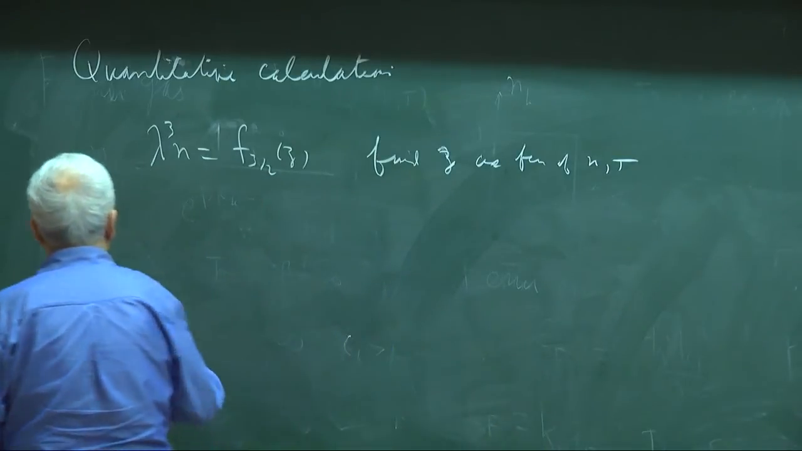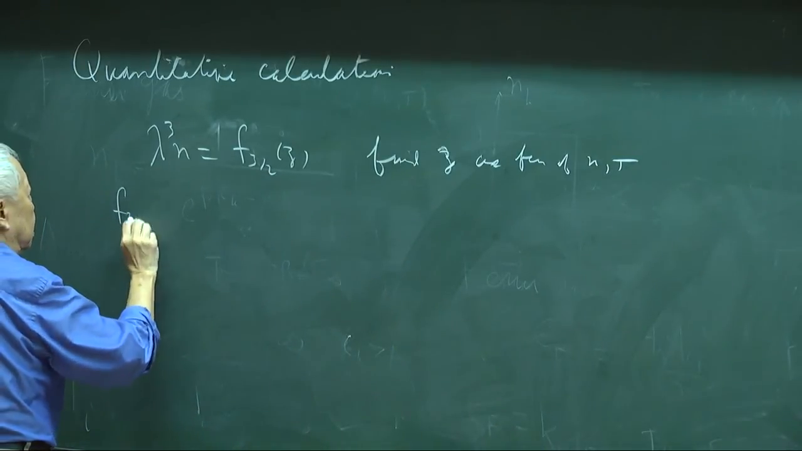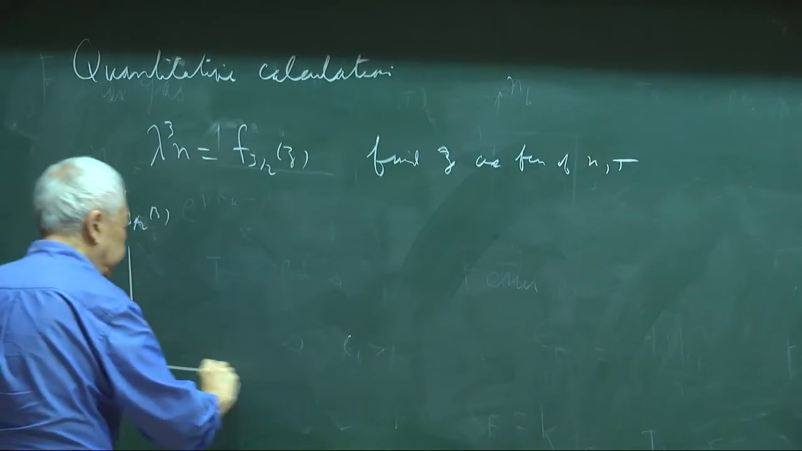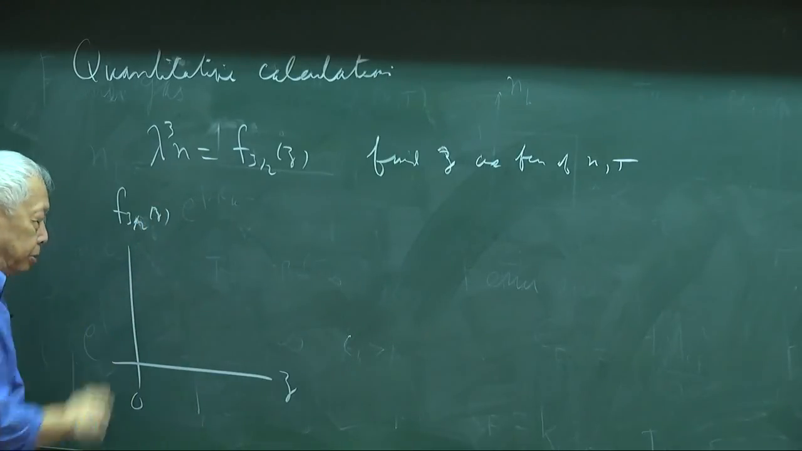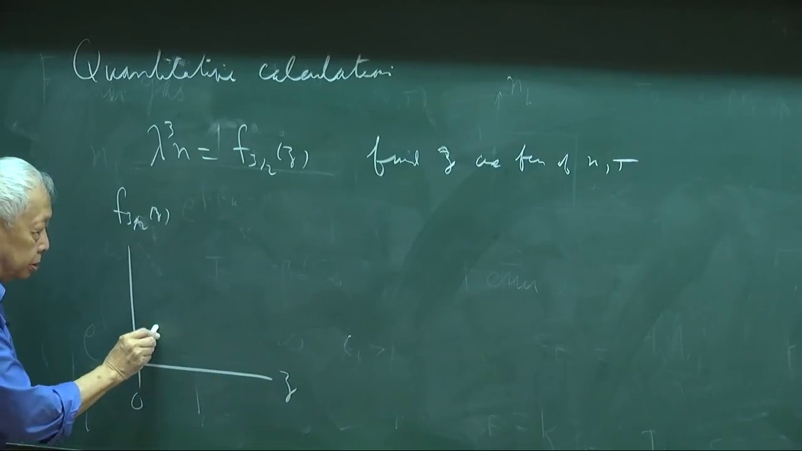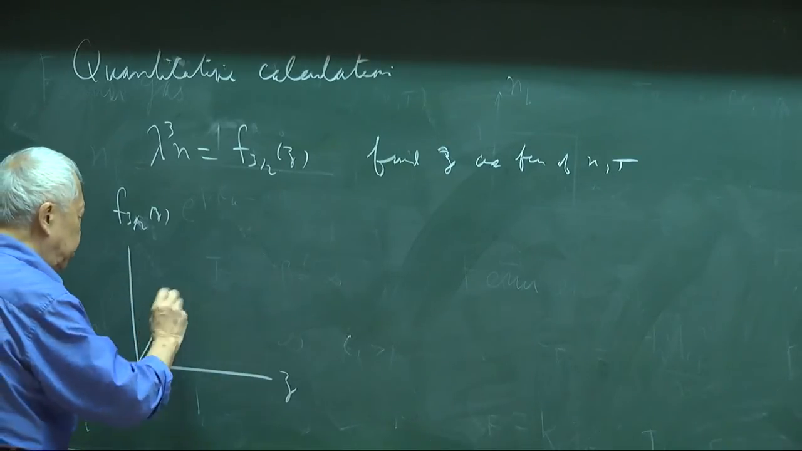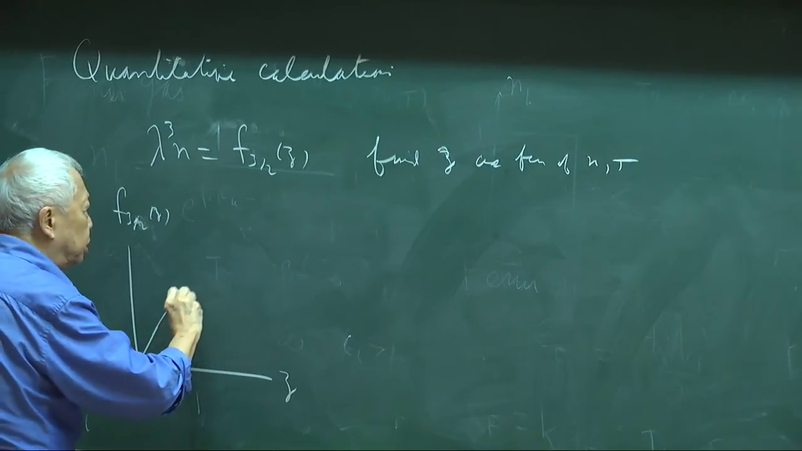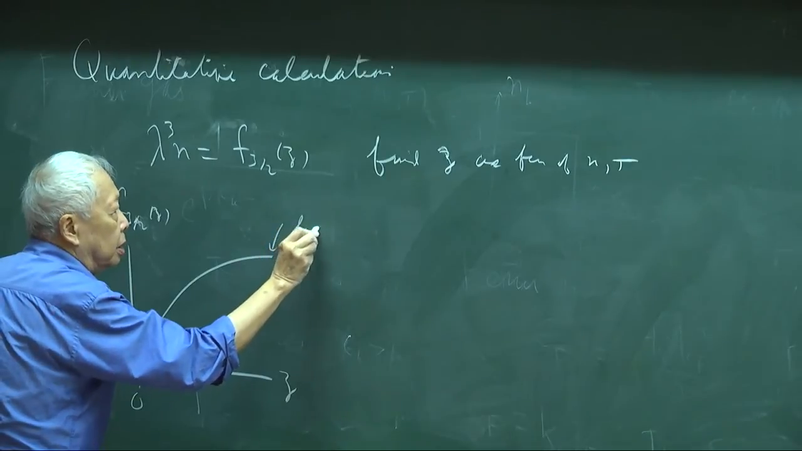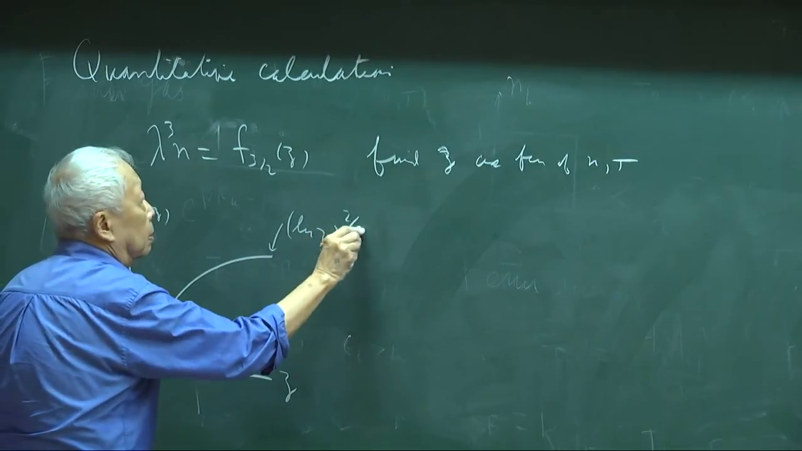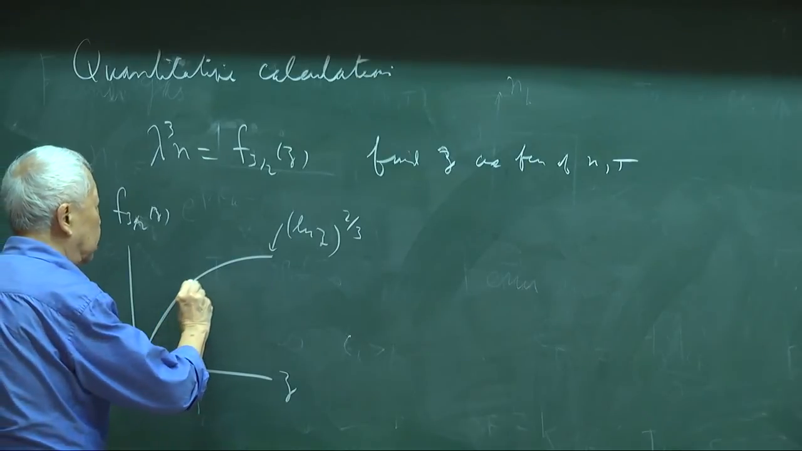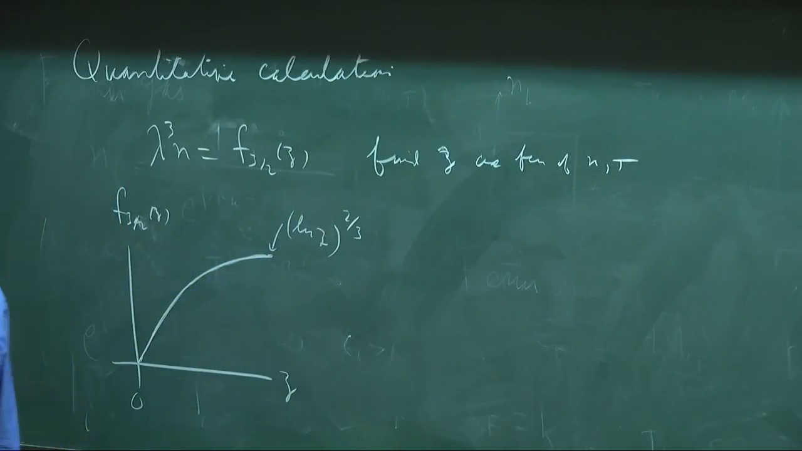Now, f of 3/2 looks like this, as a function of z. For z near 0, the power series expansion is good, so it just goes linearly like this. But for high z, you have to continue it, and you can show that it bends over, and this goes like log z to the 2/3 power. So this is the way it behaves. At large z, it goes to infinity very slowly, logarithmically.